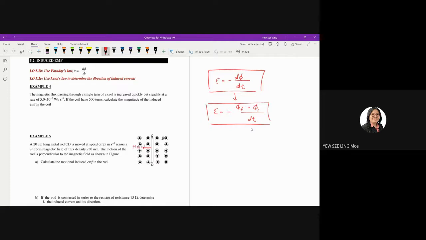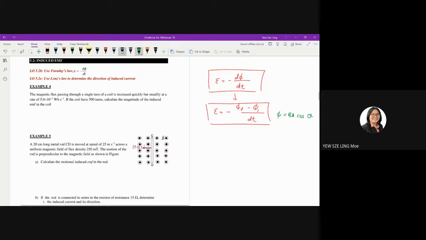There are a few possibilities. Because magnetic flux equals BA cos theta, it doesn't matter whether there's a change in B, a change in A, or a change in the angle, they will all give you induced EMF.